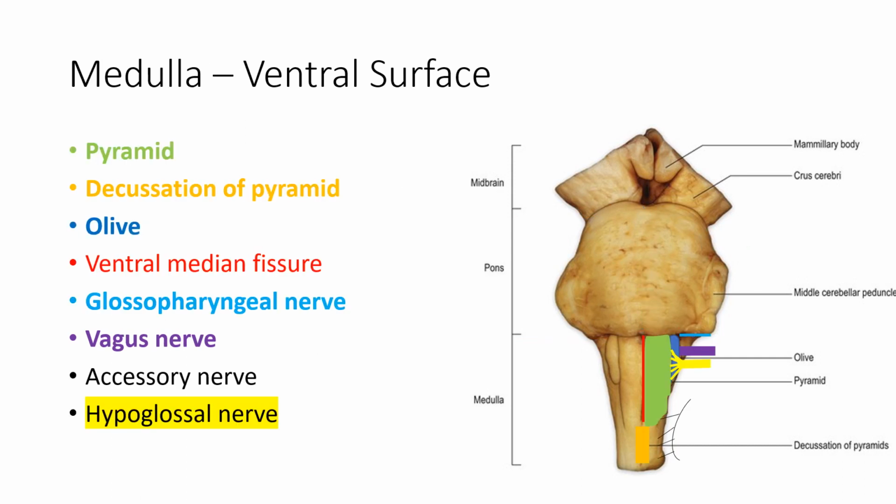And who's on the ventral surface of the medulla? We could see the pyramids in green here. The olives are in blue over here. This right here is the olive. You can see the decussation of the pyramids would be right here in this orange. We saw where that crossed over. You can see the ventral median fissure, so this just means it's on the ventral aspect, it's in the middle, and it's a little crack. That's all that means, that line right there.